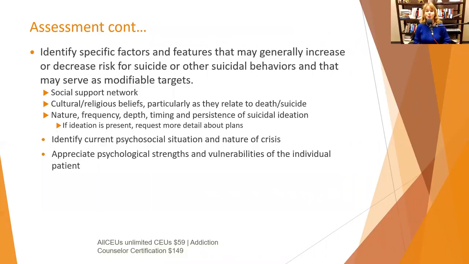Identify the current psychosocial situation and the nature of the crisis. Get a broad picture of what's going on, and appreciate the psychological strengths and vulnerabilities of the individual patient. So, maybe one of their vulnerabilities is they worry about everything, and they're stressed out and tend to go from 0 to 220 in 2.3 seconds. Okay, that's a vulnerability, but one of their strengths is they persevere. One of their strengths is they're really smart. You can build on those strengths too. So we're recognizing that nobody's perfect, but let's look at their strengths and how we can use these strengths to deal with or mitigate the vulnerabilities.